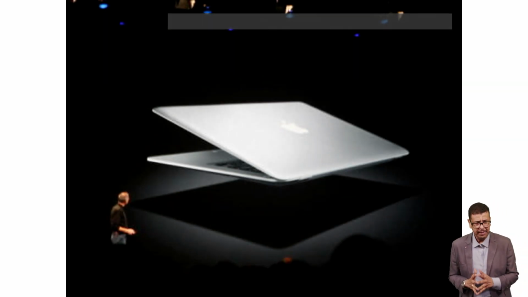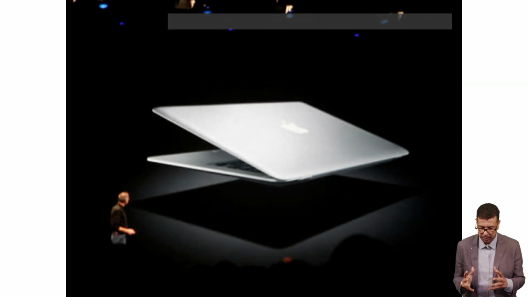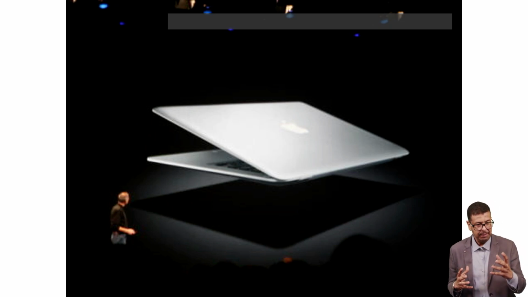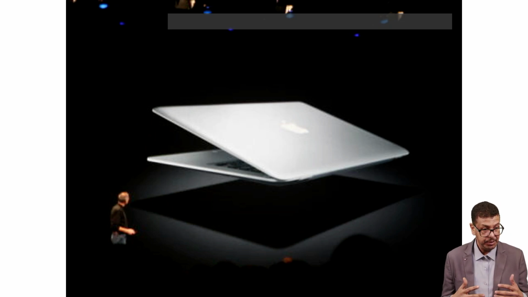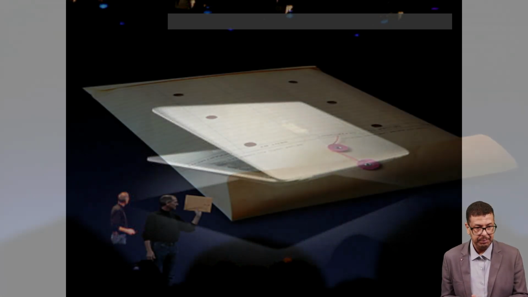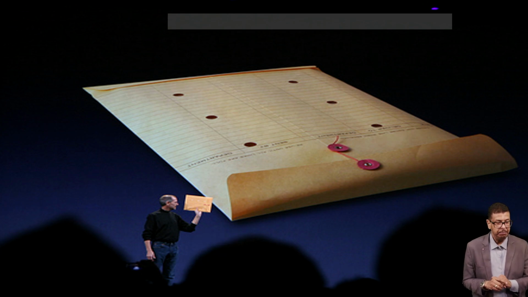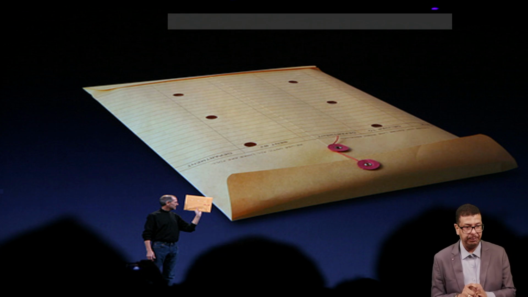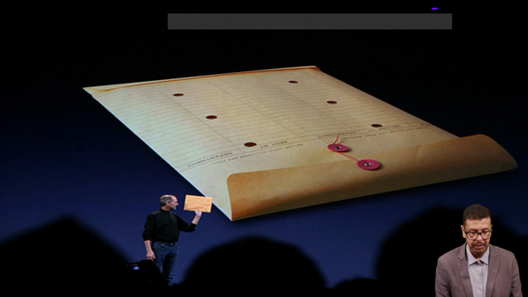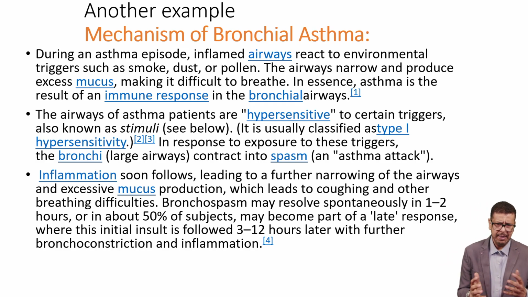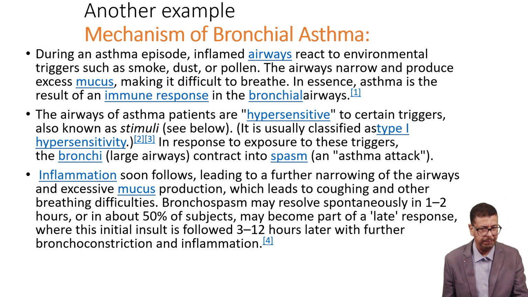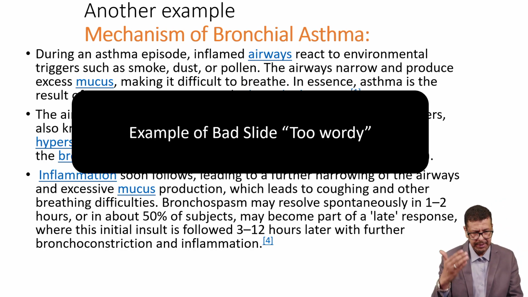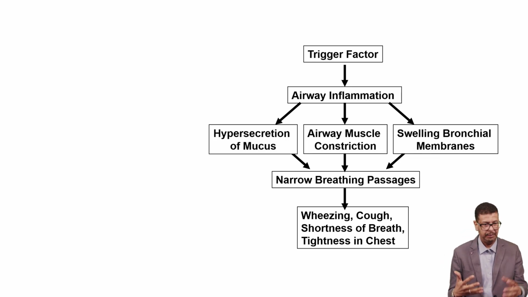And we have to be innovative. Sometimes there is no need to have much text. Here, for example, Steve Jobs, when he wanted to present the new model for Mac, he just presented it in this way, which means a lot without many words. This is a very important thing that needs to be considered. And we can use many alternatives. For example, this is a very poor slide describing the mechanism of bronchial asthma. It's too wordy. So instead of using text, we can use this flowchart.